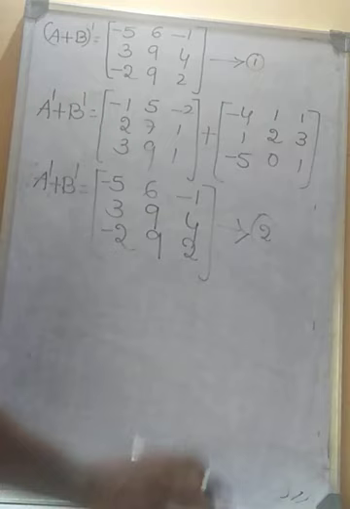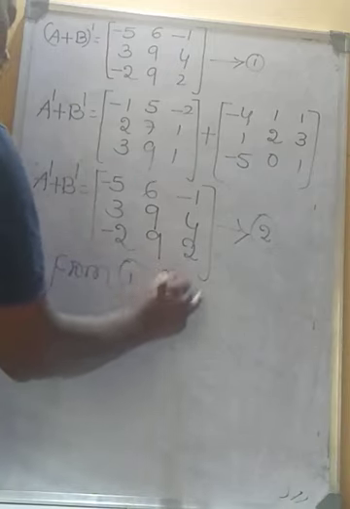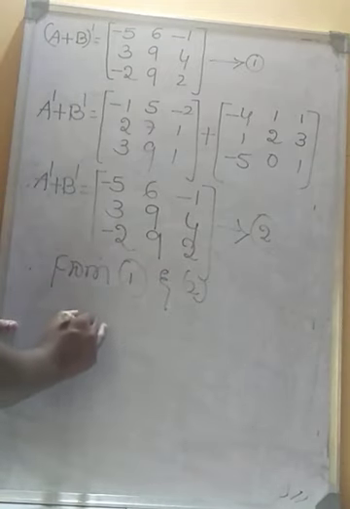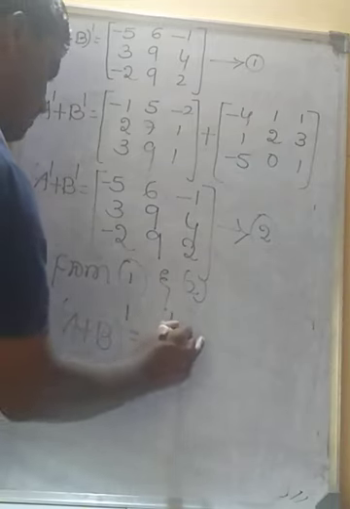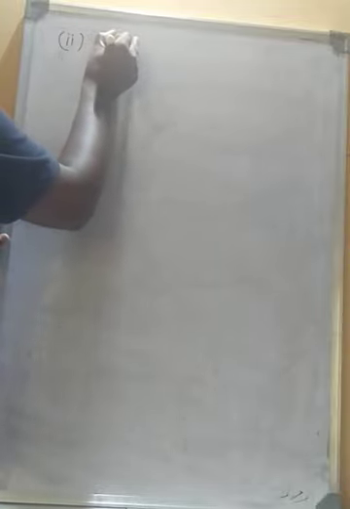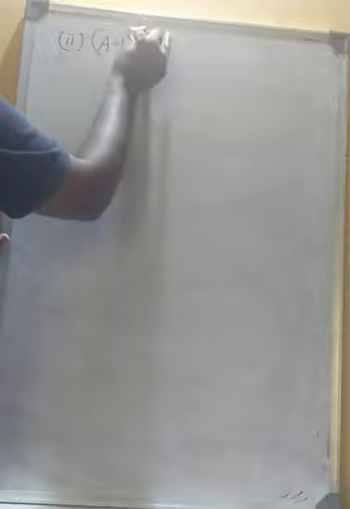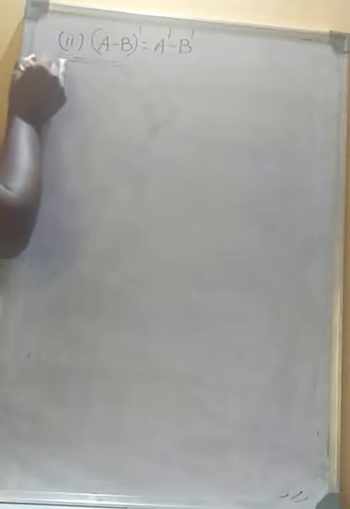From equation 1 and 2, observe here, equation number 1 and equation number 2 are the same. So from equations 1 and 2, we can write (A + B)' is equal to A' + B'. Similarly, we can prove the second one, (A - B)' is equal to A' - B'. So prove it yourself.